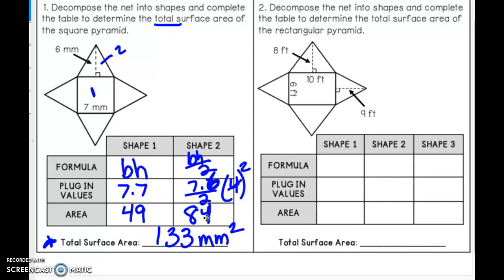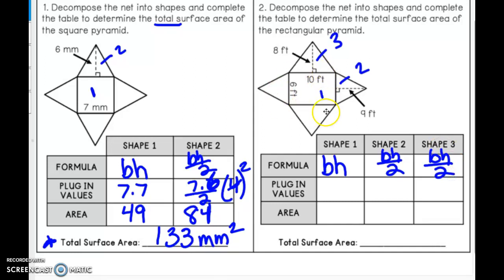Next one, we're going to do the same thing, decompose this net. Now this net has 3 different shapes. 2 are the same shape, but they have different dimensions. So we're going to call this one 1. So this is our rectangle, base times height. We'll call this one 2. That's base times height divided by 2. We'll call this one number 3, base times height divided by 2.